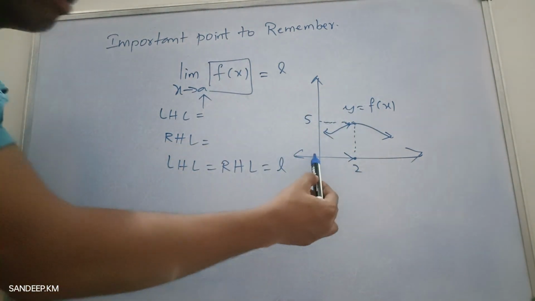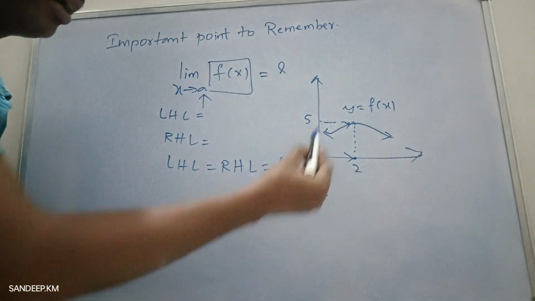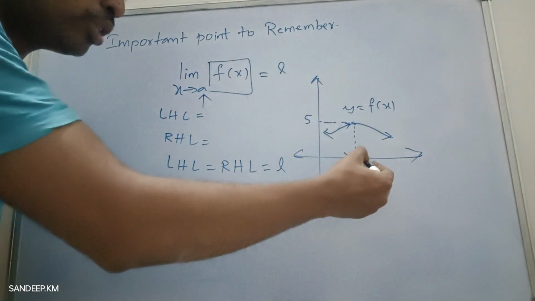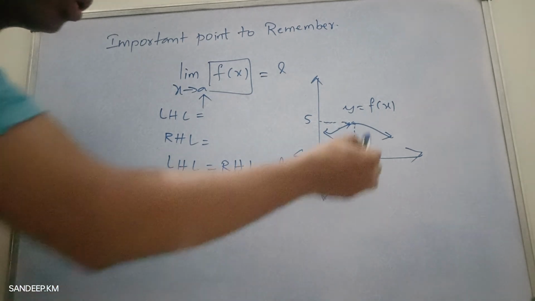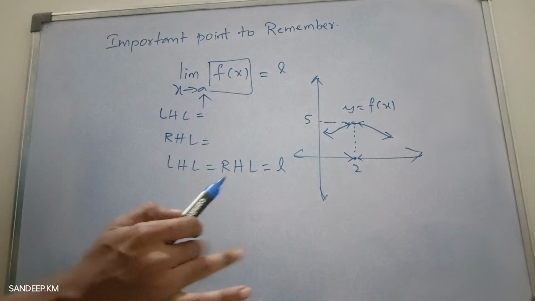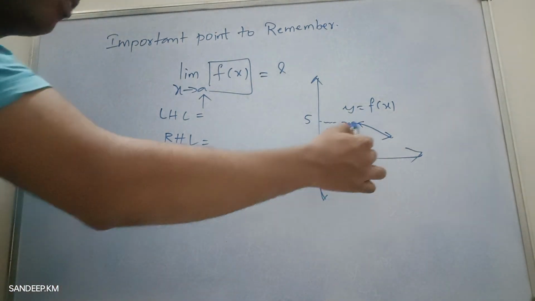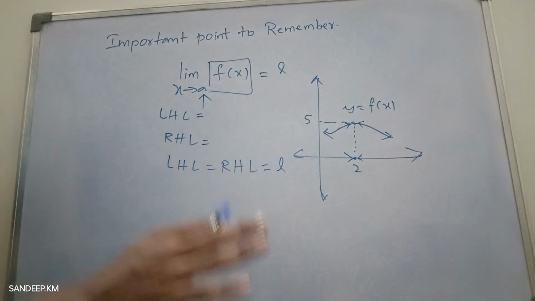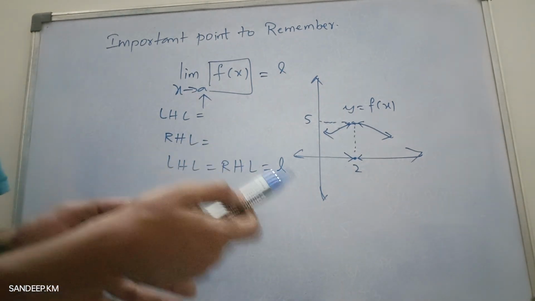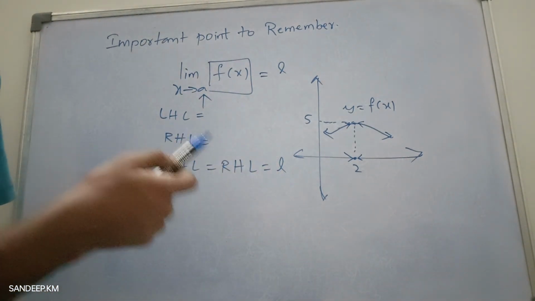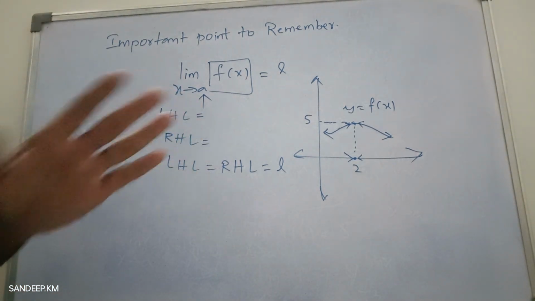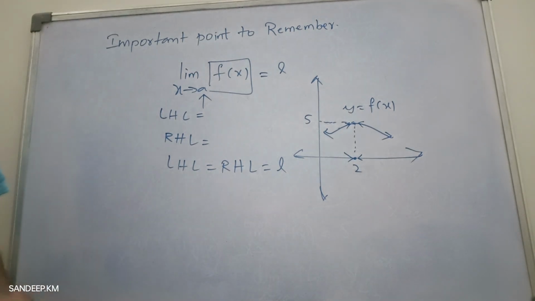Now when your input is approaching 2 from the left side, the graph is approaching 5 from the left side. And when your input is approaching 2 from the right side, then also the graph is approaching the same number from the right side, 5. So the speciality of continuous functions is that LHL will be certainly equal to RHL. For those kind of functions, LHL will be equal to RHL. You don't have to find LHL and RHL separately. Directly you can find the limit of the function.